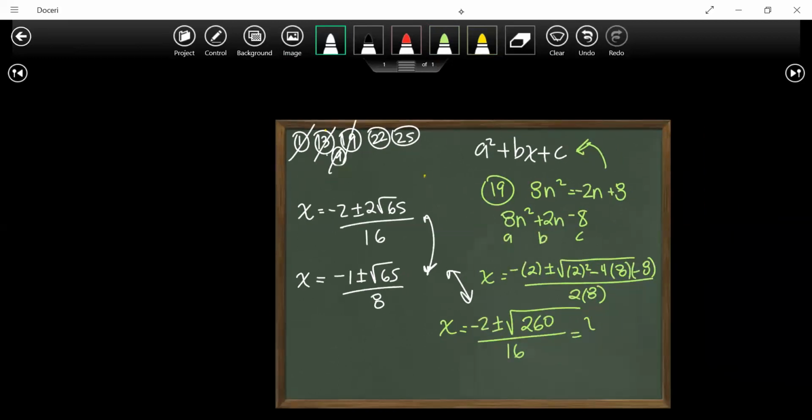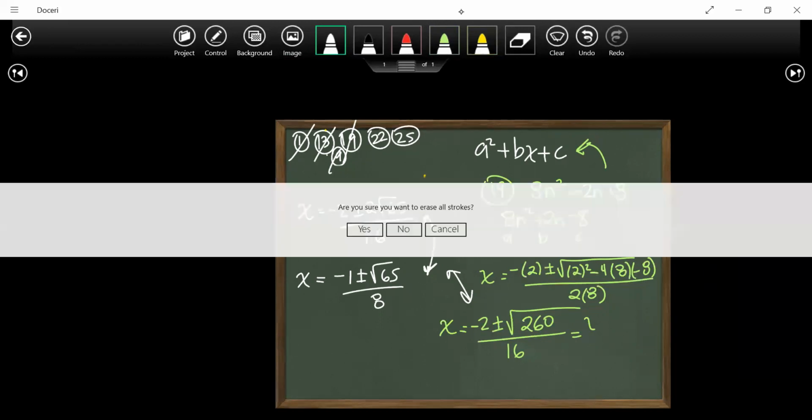That was 19. 22 is, or 19, what was 19? 22 is doing the same thing essentially. So we have 22 and 25. For 22, we're doing the same process, which is 10p squared minus 6 is equal to -2p. I'm going to bring that 2p to the other side.